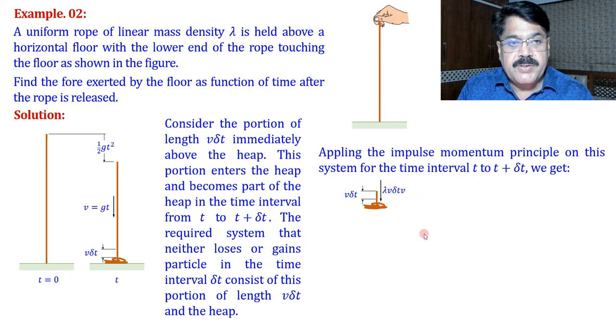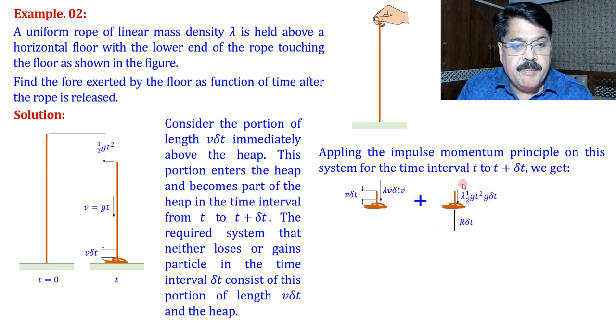Now we apply the impulse of all the forces. Here we have the impulse of the force from the ground, R dt, and the impulse of gravity. Compared to the weight of the heap, we can ignore the weight of this portion, so we are considering the weight of the heap only. How much rope has been collected in the heap? This much length, half g t square. If you multiply this length, half g t square, by lambda, that is the mass of the heap. And if you multiply that by g, that is the weight. So lambda into half g t square into g into dt is the impulse of gravity.